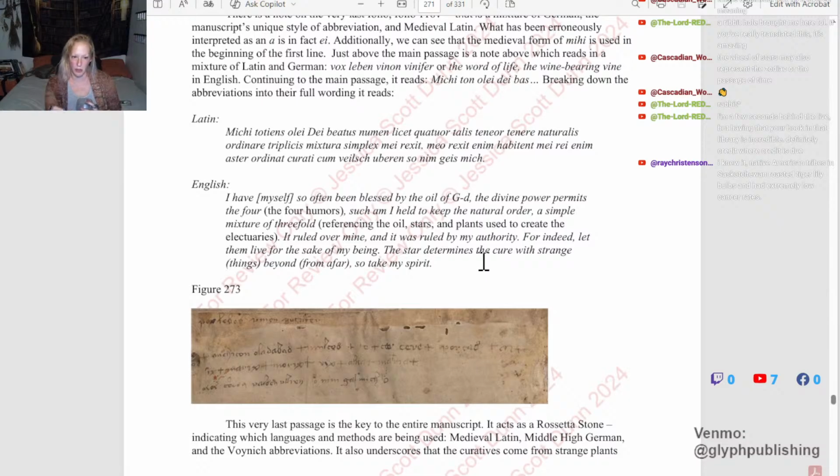So take my spirit. And because he's Swiss German, right, in the early 1400s, what's far away? The Far East, right? That's why it says from afar. Okay, cum veilsch uberen sonim ges mich. So that is the cipher key. Telling you what two languages it is, German and Latin.